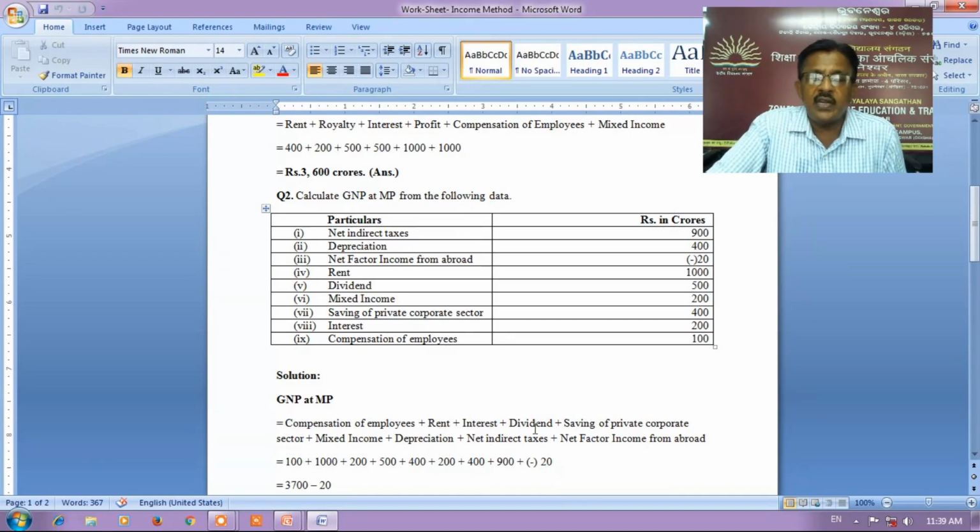So rent, interest, dividend and savings of private corporate sector gives us the profit item. Royalty is not given, so no problem. Then the mixed income item is given. If you add these three, we get NDP at factor cost.